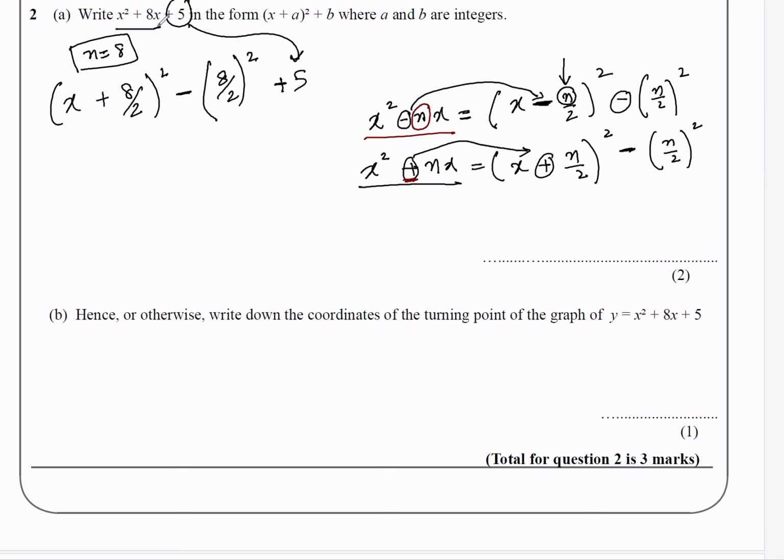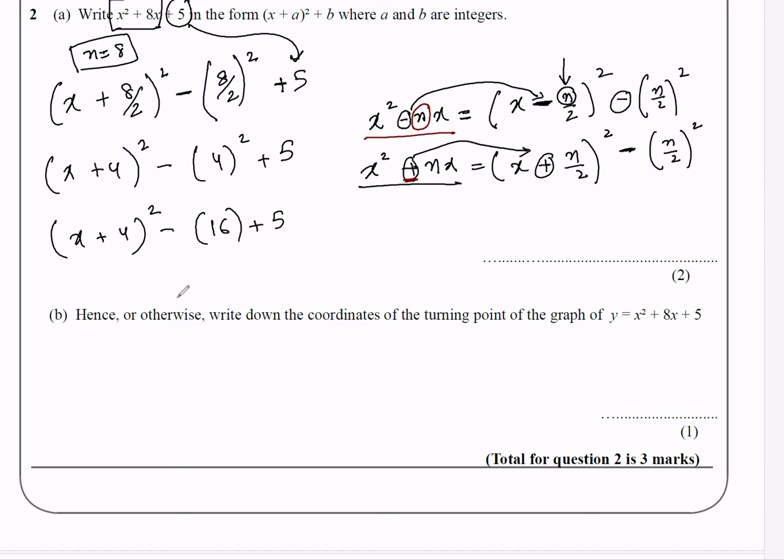Now let's apply: (x plus 4) whole squared minus 4 squared plus 5. Then 4 squared is 16, plus 5. Negative 16 plus 5 is negative 11. Correct? That's your answer. Now, turning point.